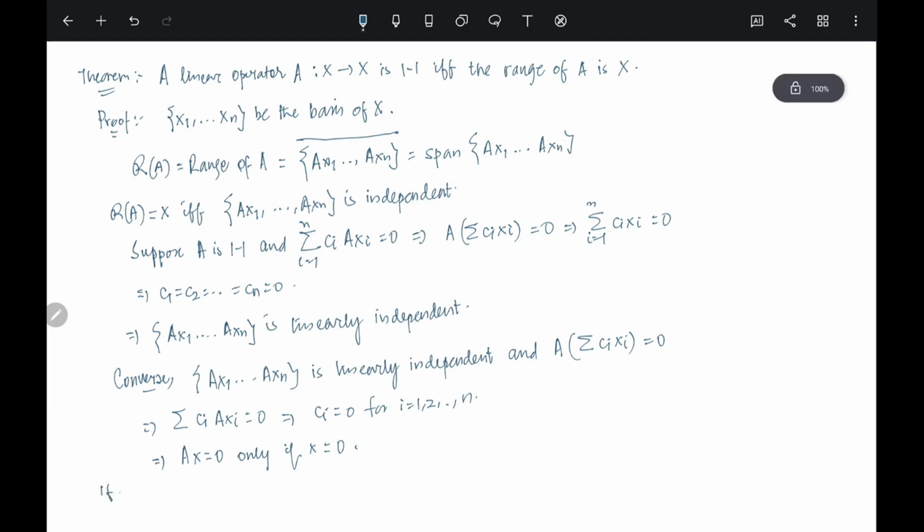Okay, so if now Ax equals Ay, that will imply A of (x minus y) is going to be 0, by linearity, and that will imply x has to be equal to y. And that will imply that A is 1-1. So basically, you started with the linearly independent set, you showed it is 1-1, and the converse also. So we can actually say that the linear operator A is 1-1 if and only if the range of A is going to be the whole of X.